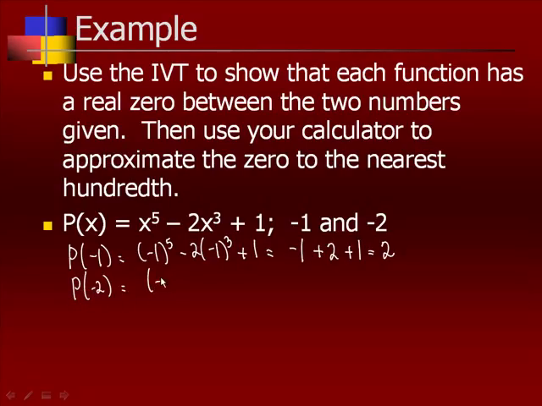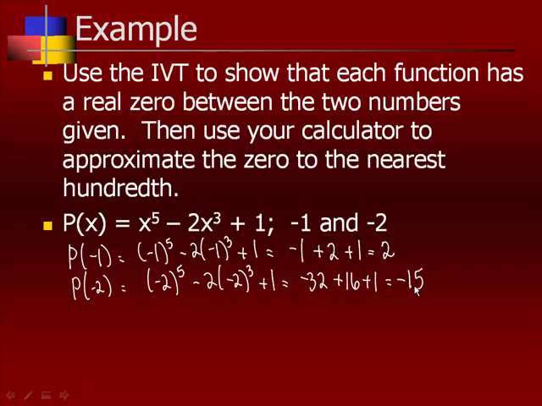P of negative 2 means negative 2 to the fifth minus 2 times negative 2 to the third plus 1, which would give us negative 32. Now, negative 2 to the third is negative 8 times the negative 2 would be a positive 16 plus 1, which is negative 32 plus 16 plus 1, which is a negative 15. So because they differ in signs, we know that there is a zero between negative 1 and negative 2.